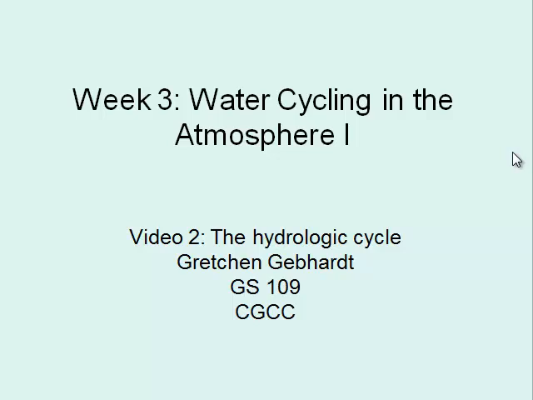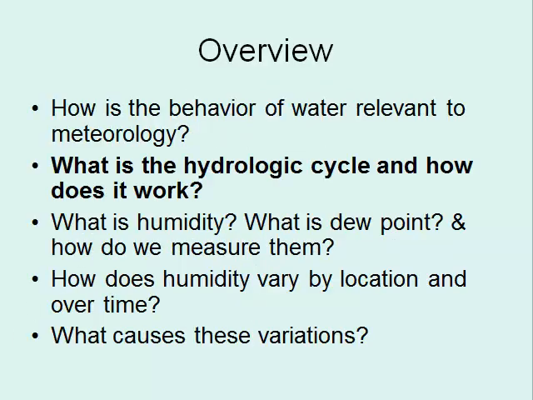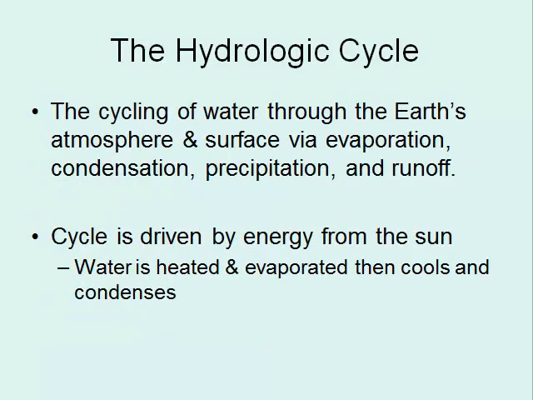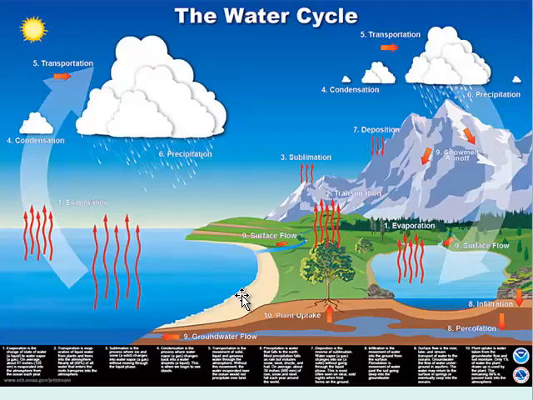Welcome back to week 3, and in video 2 we are going to talk about the hydrologic cycle and how it works in a little bit more detail. So the hydrologic cycle is the cycling of water through the Earth's atmosphere through the process of evaporation, condensation, precipitation, and runoff. The cycle is driven by energy from the sun, which we just learned about last week, and that water is heated from that energy from the sun, gets evaporated off the surface, enters the atmosphere, cools when it's in the atmosphere at some point, condenses, and then falls back as precipitation.